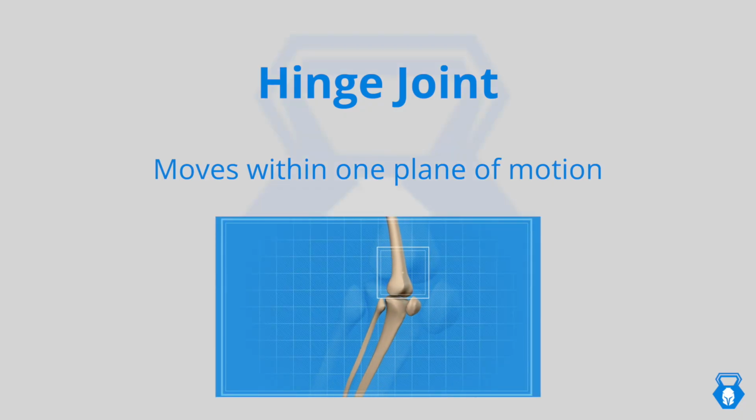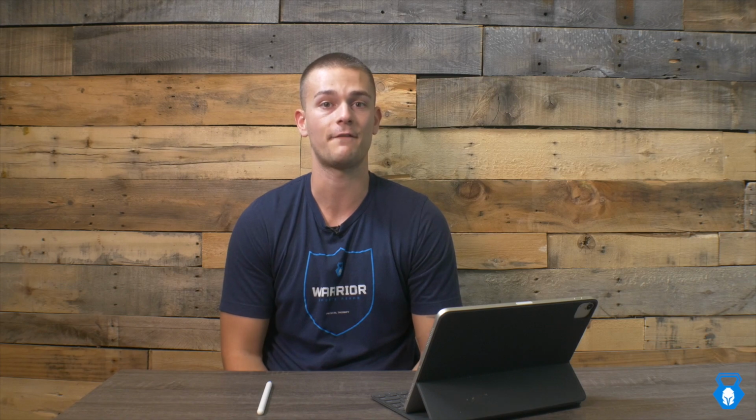Functionally, our knee is what's called a hinge joint. This means that it moves within one plane of motion. Like I mentioned, the primary movement within our knee is bending and straightening. Although there is minimal rotation, the fact that it's a hinge joint means that most of the power and function that we get from our knee primarily comes just within that single plane of motion.